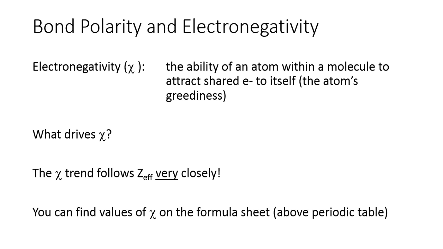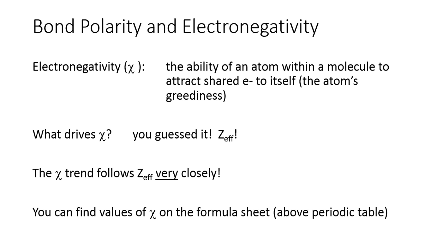We discussed a factor in Unit 6 that drives electronegativity, and this is the Z effective. When you've got a very high Z effective, the atom's nucleus has got a strong pull on the electrons. Therefore, the electronegativity trend on a periodic table follows that for Z effective very closely.